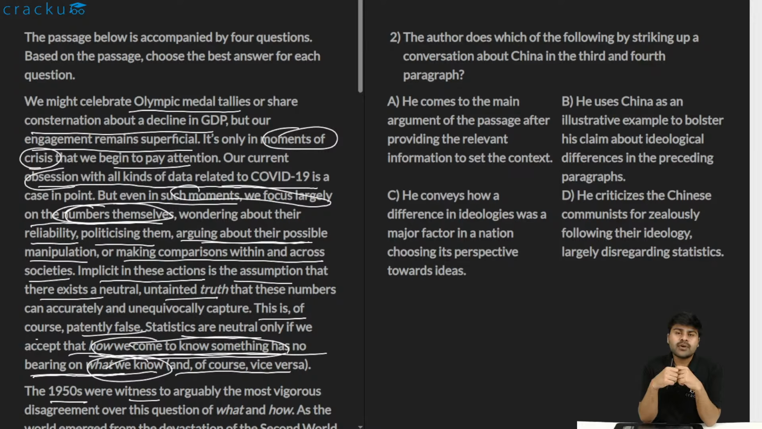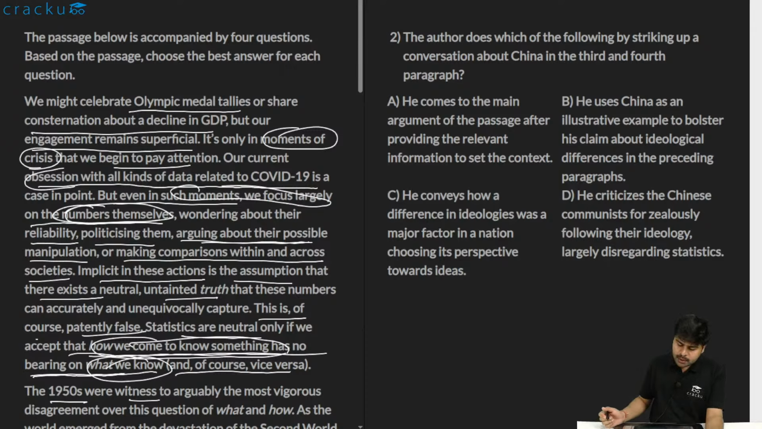He first begins the discussion by saying that statistics is not a neutral science, right? And then he gives us the example of China. He then discusses that China actually considered statistics to be a social science, whereas others might have considered it to be a universal science. So he was probably giving China as an example of how there are different ways of looking at statistics. Let's try to answer the question.